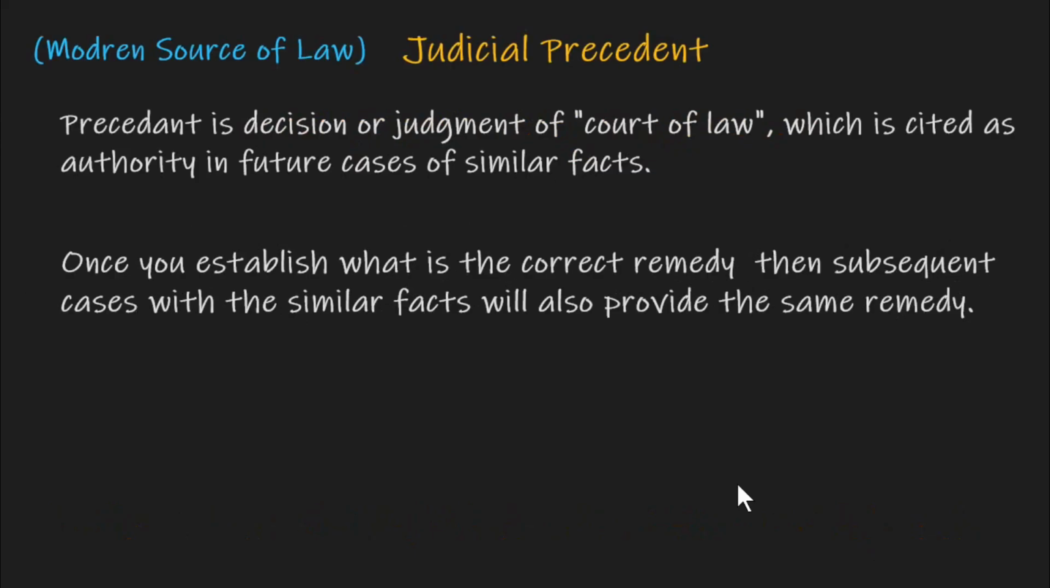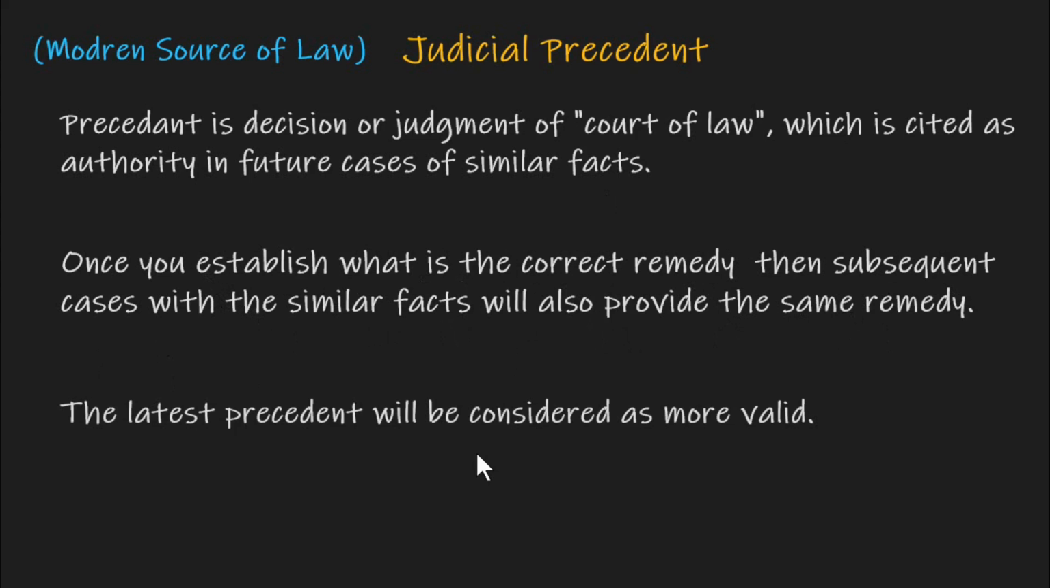Now in sources of law, we have judicial precedent as a modern source of law. Precedent is a decision or judgment of a court of law which is cited as authority in future cases of similar facts. For example, once a court establishes the correct remedy in a specific situation, subsequent cases with similar facts will also provide the same remedy. And here we have one more point. The latest precedent will be considered more valid.